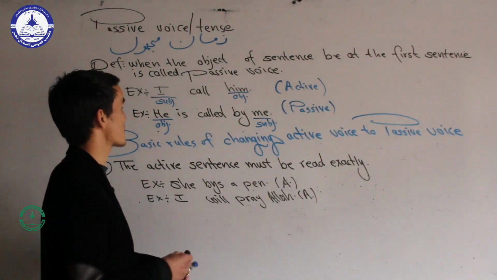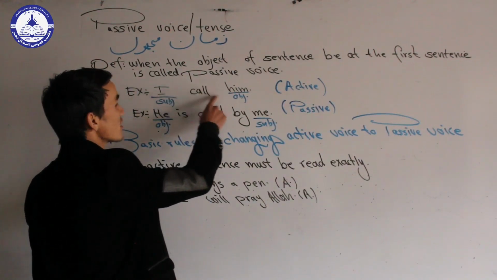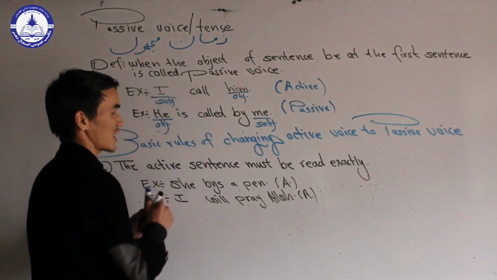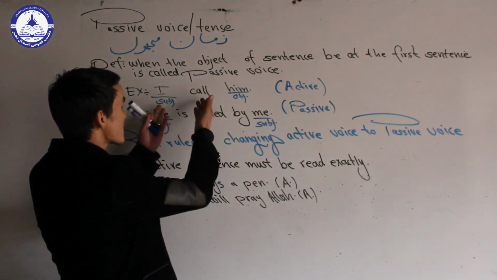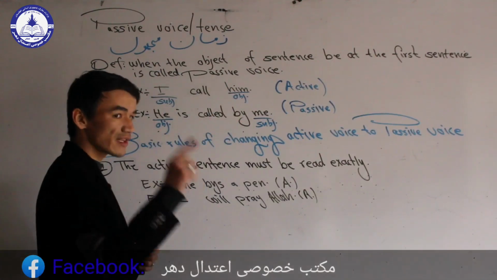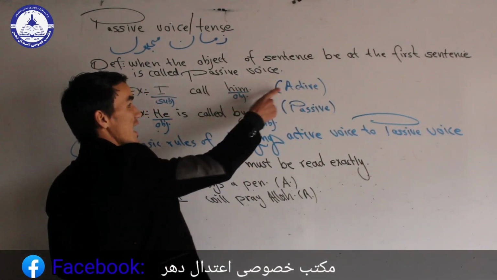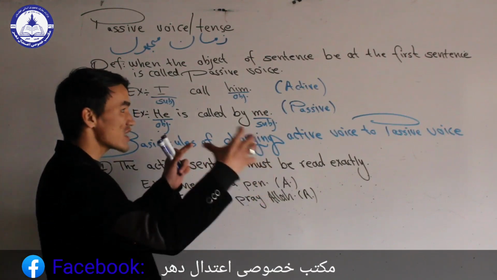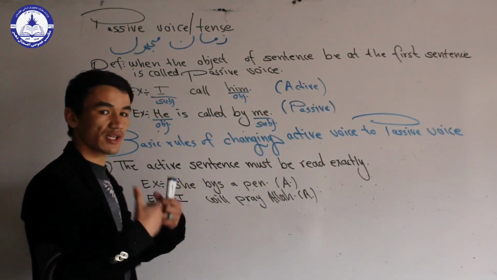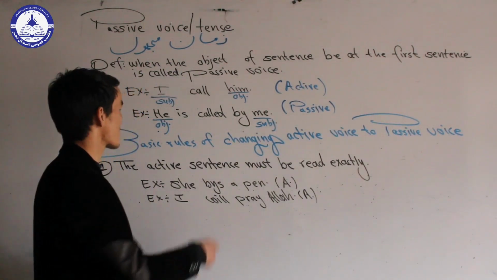How? Look at examples. I call him, and here him is the object and I is the subject. So this sentence is not passive. Why? Because the object is at the end. When the object is at the end of the sentence, that is active tense. But if we change the place of subject to object, that time it is going to create passive voice.